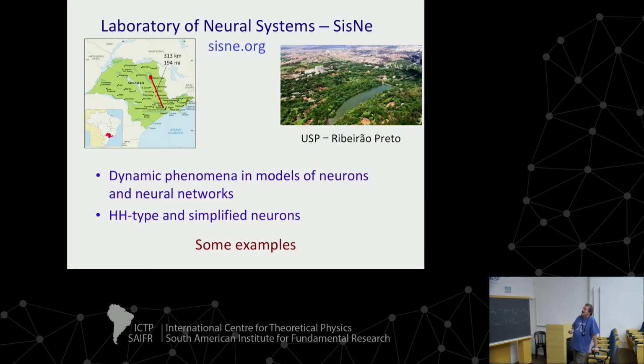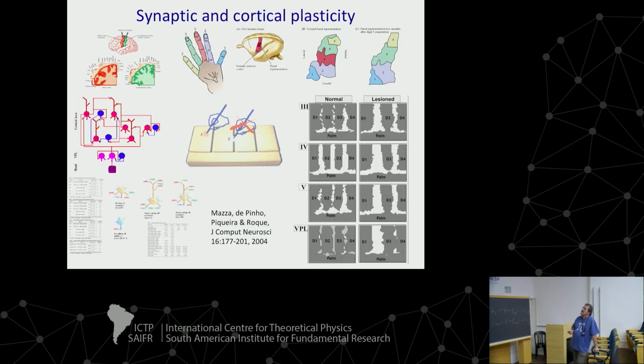So again, this is my lab in Ribeirão Preto, here in the state of São Paulo. That's the university. Basically, what I do is to study dynamic phenomena in models of neurons and neural networks. And I use both H-type or simplified neurons. So this is an early example from about 15 years ago.